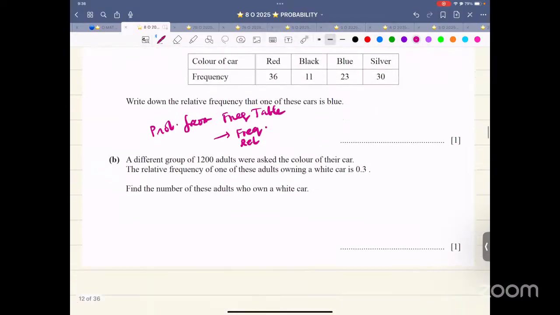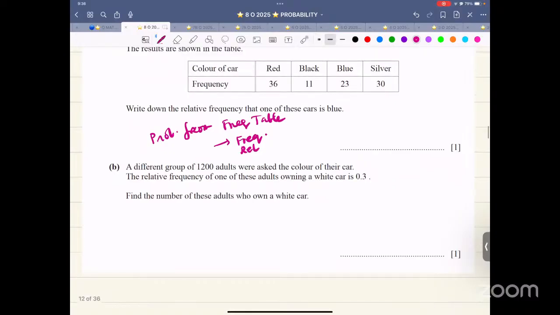Now, a different group of 1,200 adults were asked about the color of the car, the relative frequency of this white car, because white is not mentioned, is 0.3. Find the number of these adults who own a white car. So just take the relative frequency, multiply it with the total, and that will be answer. That is 3 into 120, that is 360.